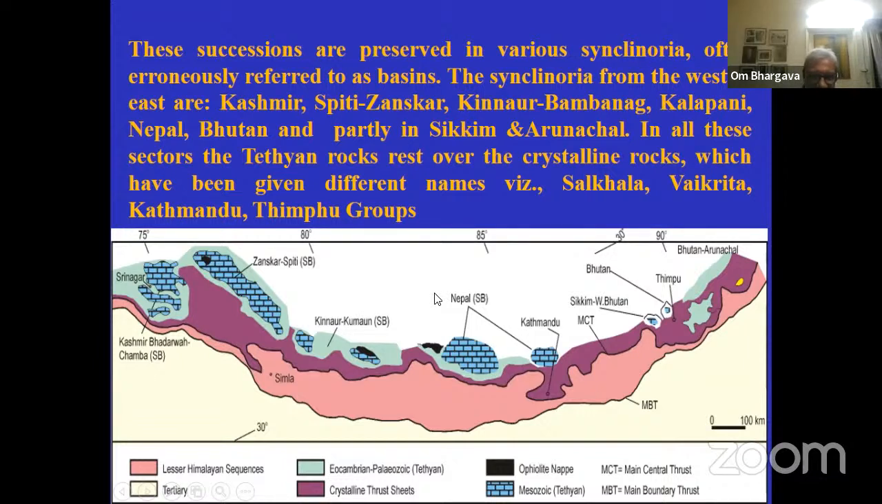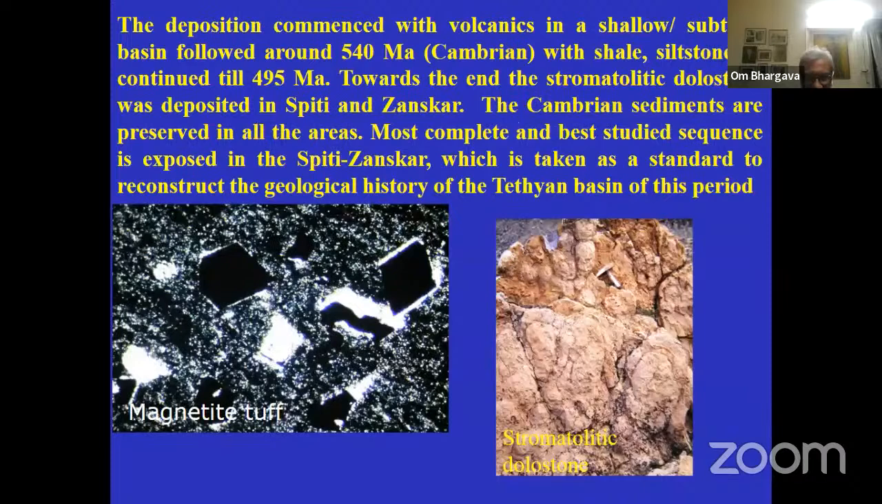So the portions which I have shown in light blue color are the Eocambrian to early Paleozoic part of the Tethyan sequence. And what we see in dark blue with the dots is the younger Tethyan sequence. Now the deposition started with, as I said, a bit of rifting. And that was around 540 million years, Cambrian, with shale. Because the basin shallowed around 540 million years, shale, siltstone.